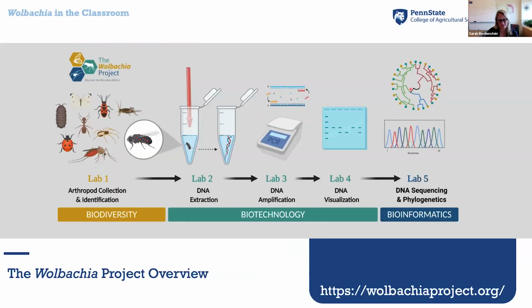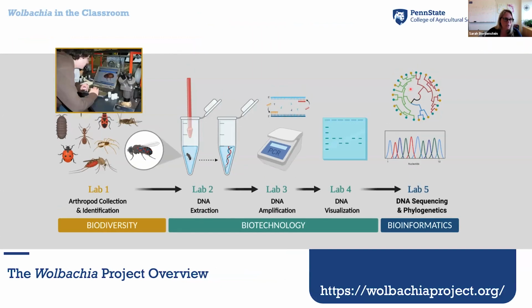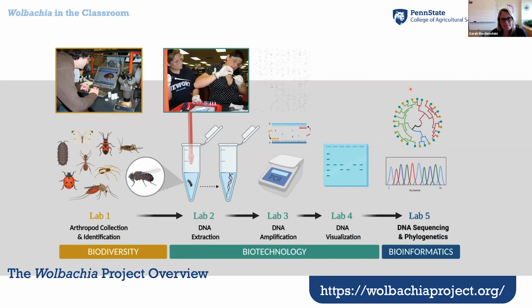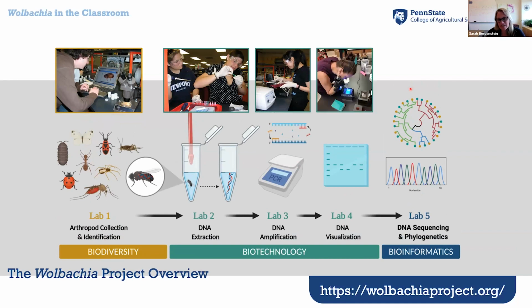Okay, so what is the Wolbachia project? The Wolbachia project is essentially a 5-part lab series that covers biodiversity, biotechnology, and bioinformatics. Students will come up with, it's really unimaginable, some of the questions that they can ask about their environment, where they go out and collect insects. They bring the insects back to the lab and extract DNA. They amplify the DNA using PCR. This is similar to the PCR test that we might do for COVID, so it's really applicable to the healthcare sciences. And they can use gel electrophoresis to visualize the DNA.